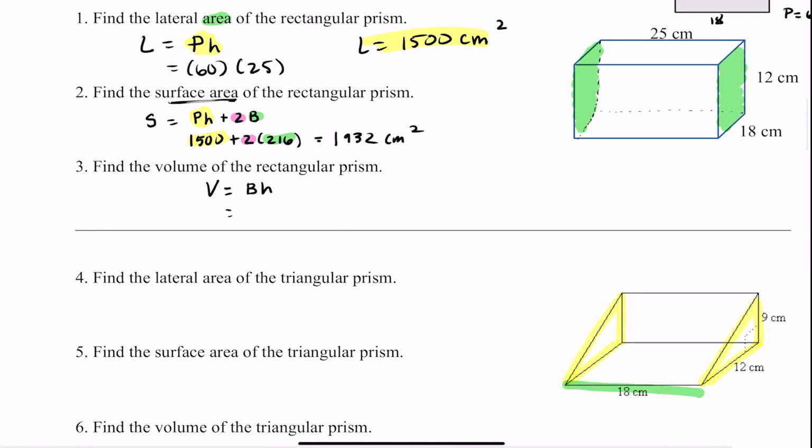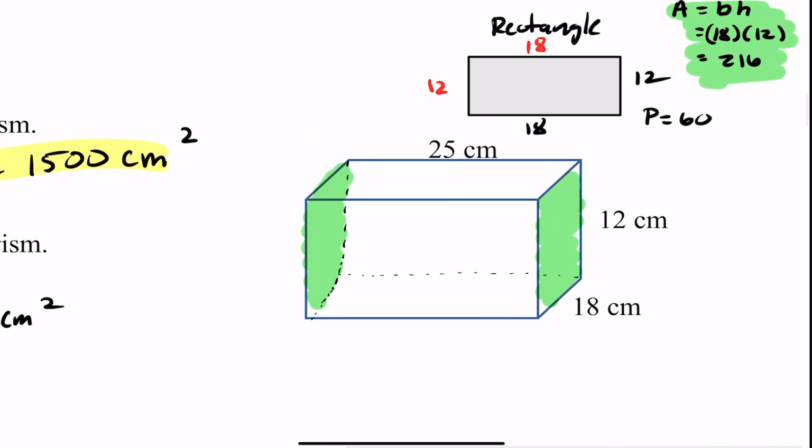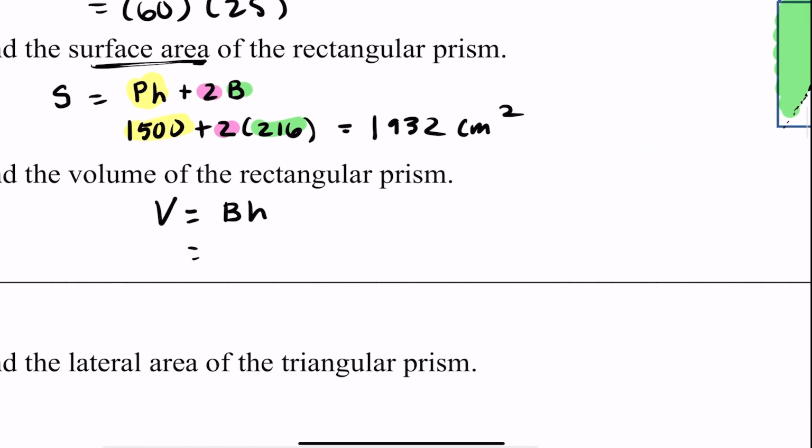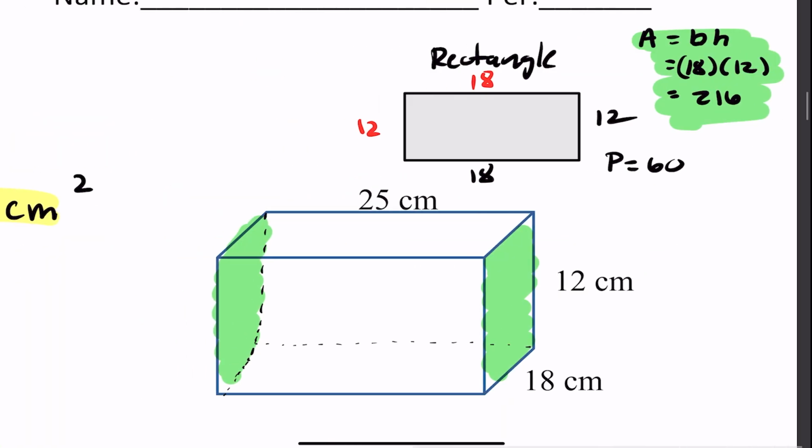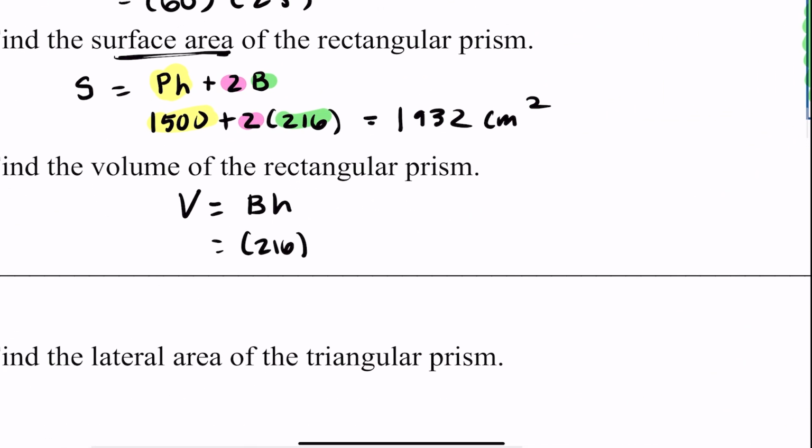What's the area of the base? Well, it's the area of the rectangle. We said it was 216. So it's 216 multiplied by the height of the prism. What's the segment that separates the two bases? 25. That's how long the segment is. All right, 216 times 25. Multiply those two numbers, you get 5,400.